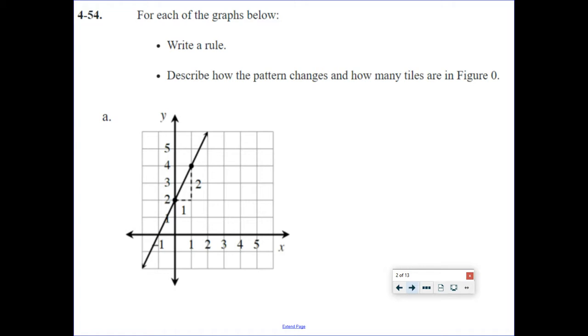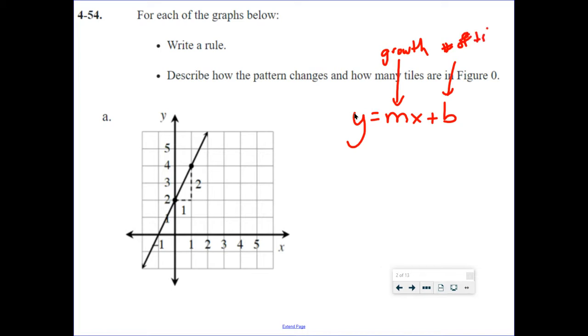Okay, so let's work on this one. I'm going to work with the first one together. So remember, our rule, since it's linear, is y equals mx plus b, where m is your what? M is your growth. And b is what? It's a number of tiles, at least this is what we're used to, number of tiles in figure 0, okay?